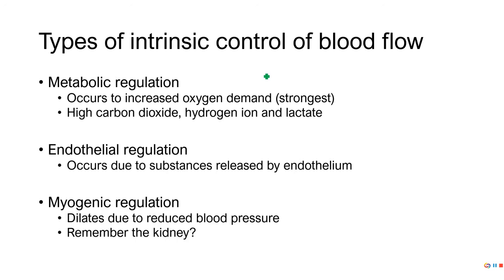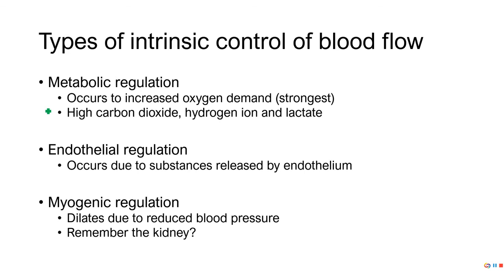And then we've got myogenic regulation. Now, we mentioned this a few weeks ago in class, and we talked about it in the physiology class, about how blood flow to the kidney can be altered due to myogenic regulation. So if I've got low pressure going to my kidneys, those vessels will dilate to increase blood flow. Whereas if I have high pressure to my kidney or somewhere else, they'll constrict to reduce blood flow.